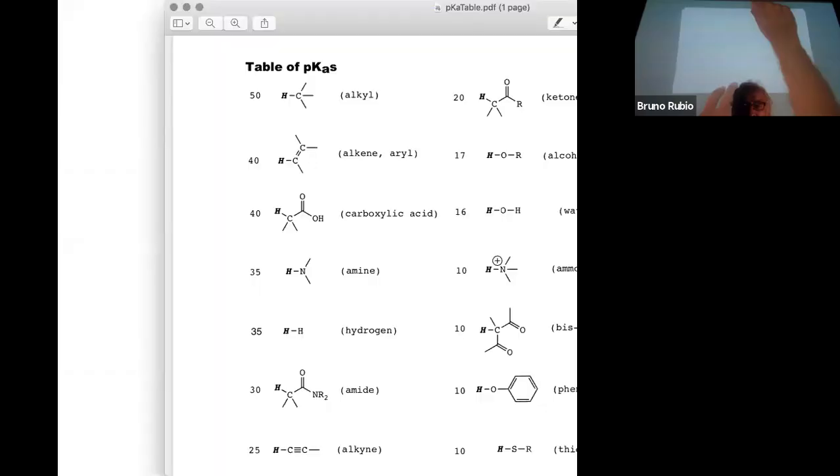I don't expect you to memorize any of these pKas, but memorizing them helps a lot. So instead of memorizing pKas, what I would like to share with you will be this table of pKas.